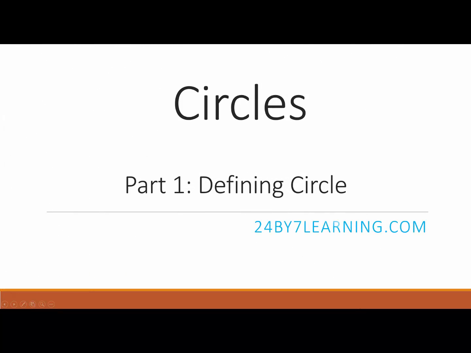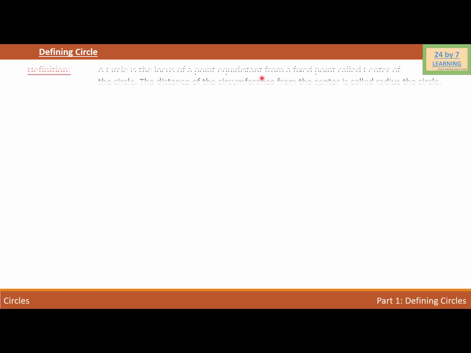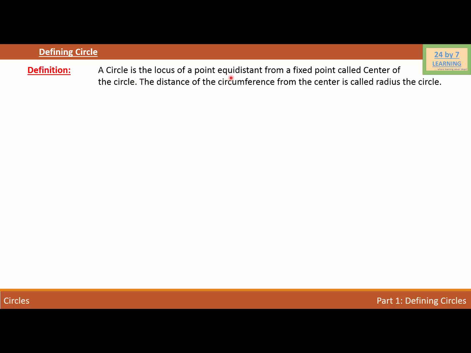Hi there. In this lesson, you are going to learn about all the properties of circles. In this section, you are going to learn how to define a circle and all the terms related to the circle. So let's begin. Defining circle. A circle is the locus of a point equidistant from a fixed point called the center of the circle. The distance of the circumference from the center is called the radius of the circle.